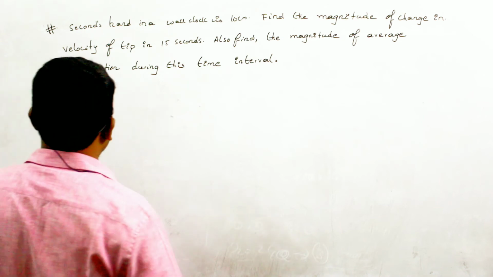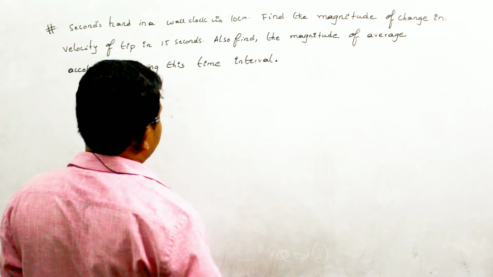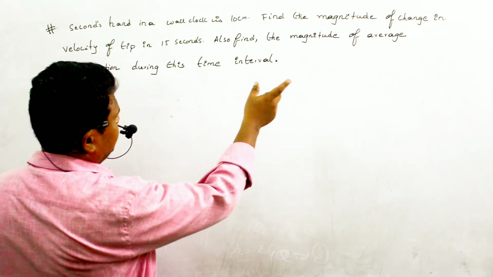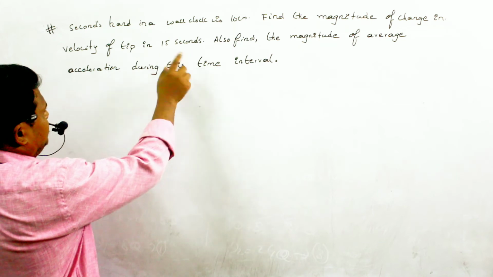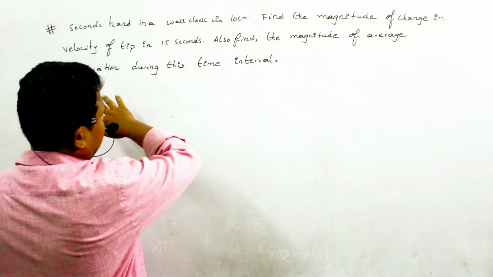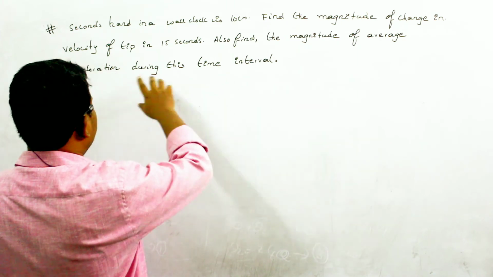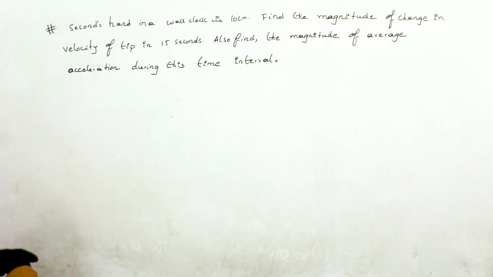So let us see this question. The seconds hand in a wall clock is 10 centimeter. Find the magnitude of change in velocity of the tip of this seconds hand in 15 seconds. Also find the magnitude of average acceleration during this time interval. This we are supposed to find out.